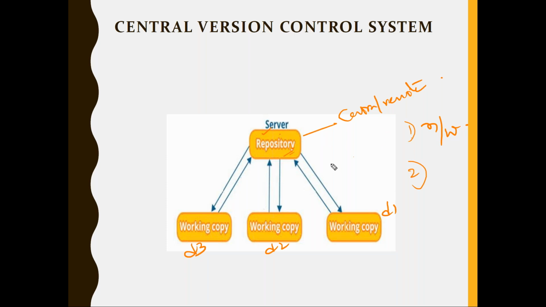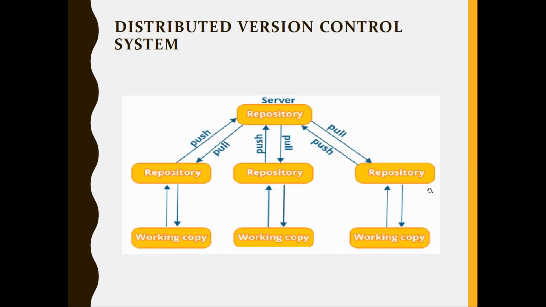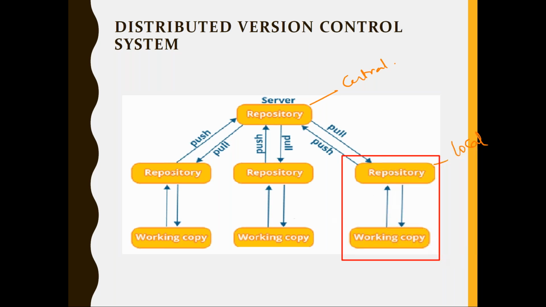So to overcome these problems with the centralized version control systems, we have distributed version control systems. Let me talk about the distributed. See here, in the distributed architecture, you will have two repositories. This is a central repository or the remote repository, whatever you call it. And this is the local repository. And here, this is the workstation of each individual developer or collaborator.